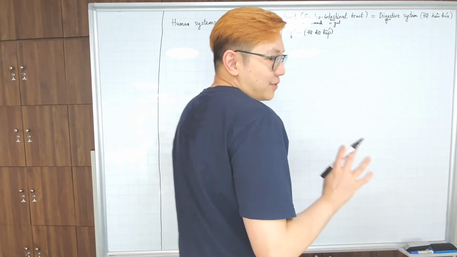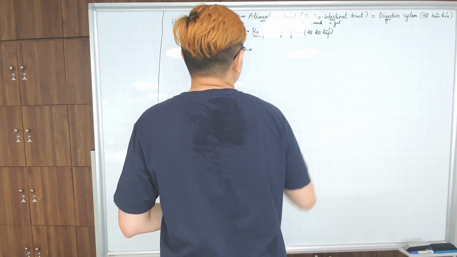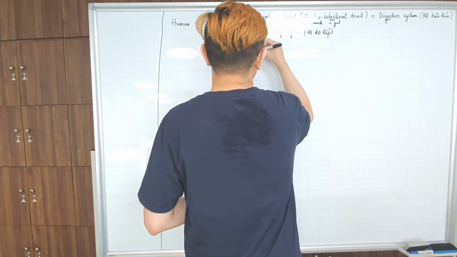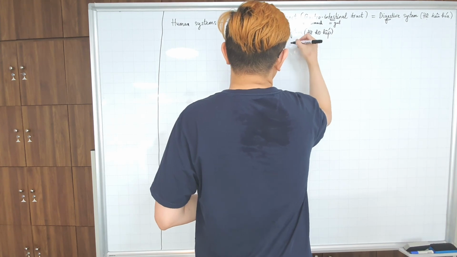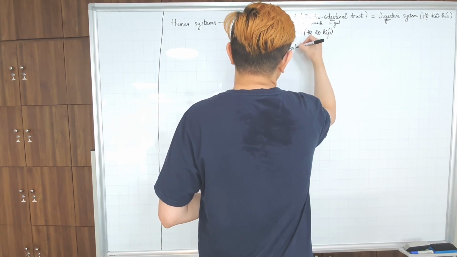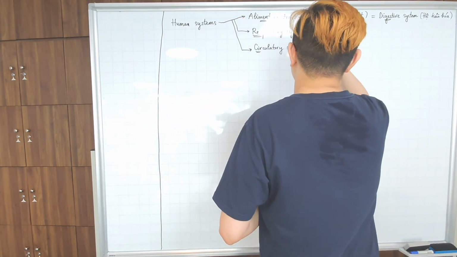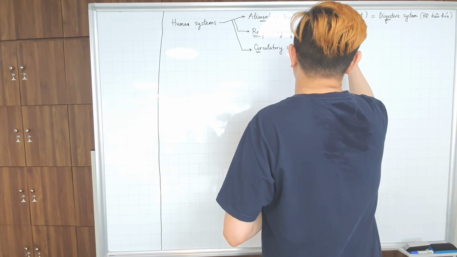And then next to the respiratory system we need the heart and the blood, that is called the circulatory system.